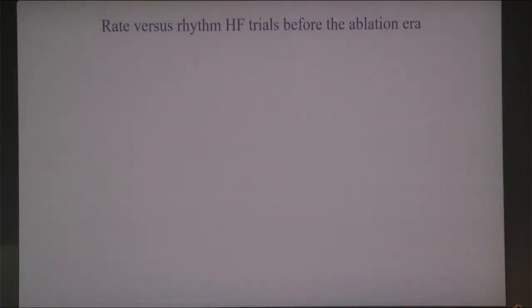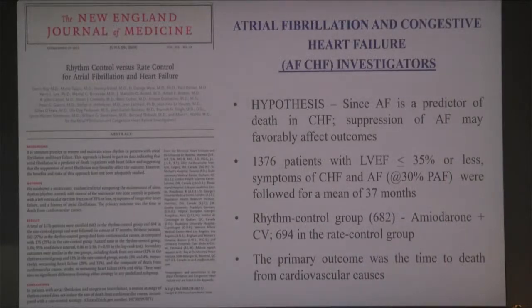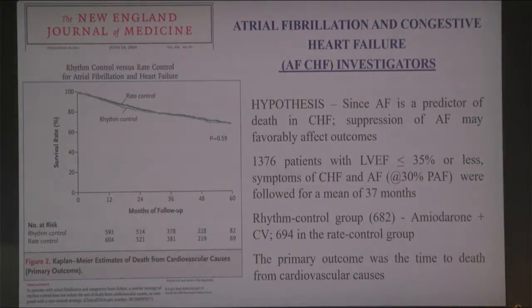Now, let's have a look at the rate versus rhythm heart failure trials before the ablation era. A couple of colleagues asked me about these before I came in to give this talk, and they're listed here for you. You have very elegant studies. I won't go into details because of the paucity of time, but none of them showed any effect on mortality. This was the elegant study by Dennis Roy and the AF-CHF investigators, often quoted, and this was essentially rhythm control with amiodarone versus rate control, and it eventually showed that there was no survival benefit of rhythm control.